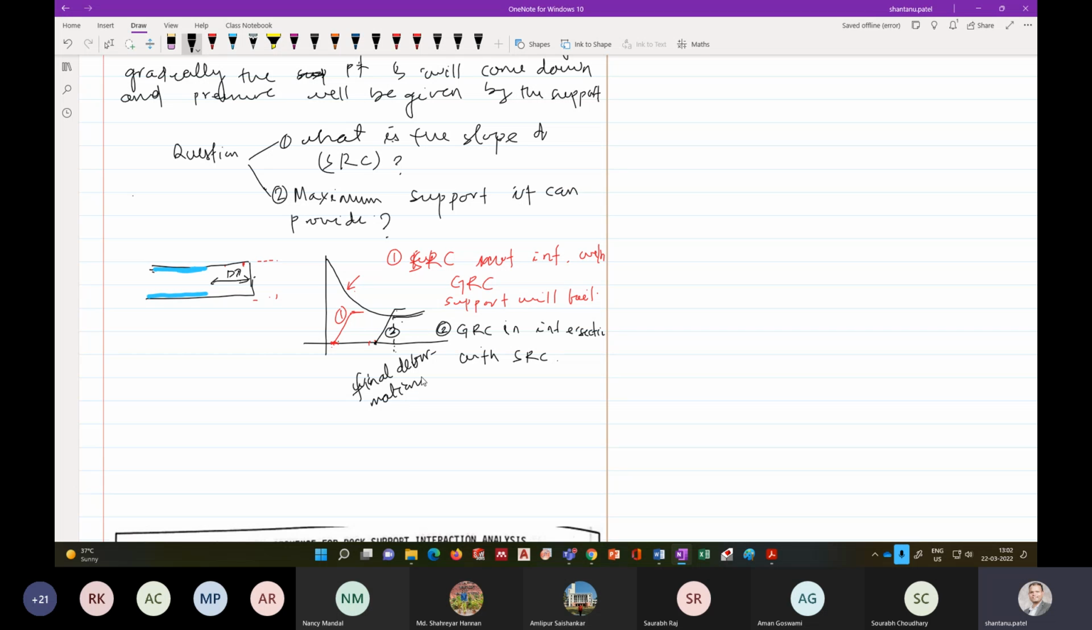Is this clear? So it will intersect this ground reaction curve, the support reaction curve, and where it intersects, the whole thing will, like the displacement will stop. And this will be your final deformation of the tunnel. Is this clear?